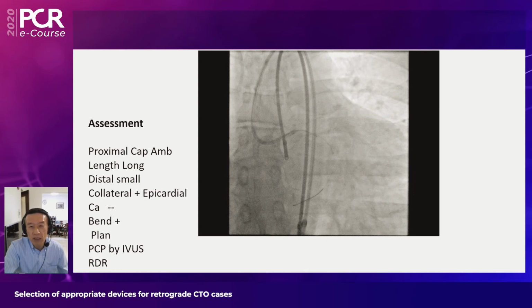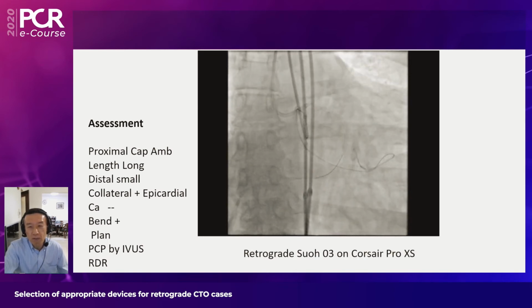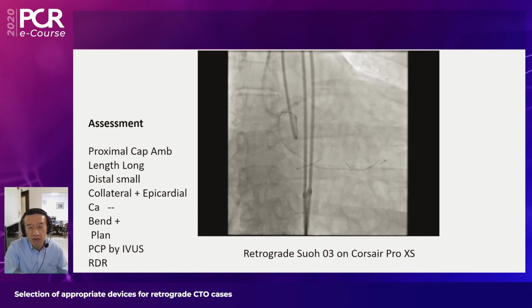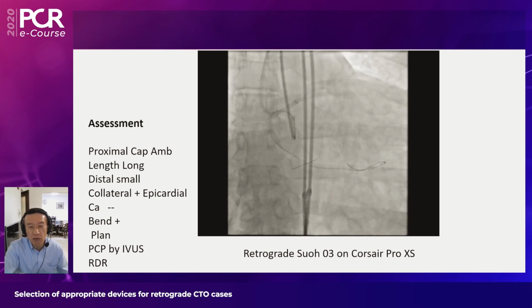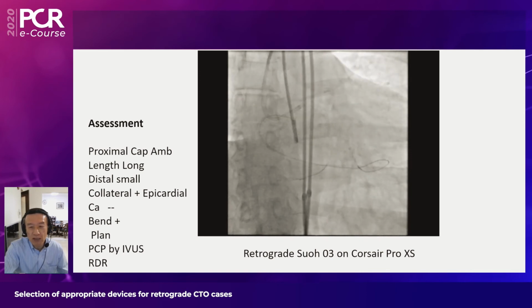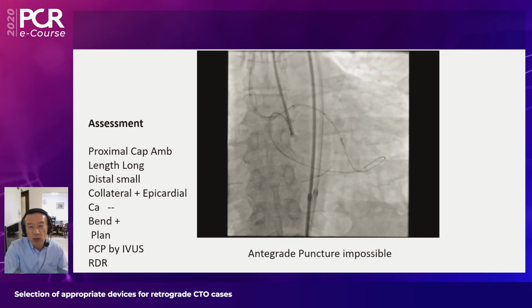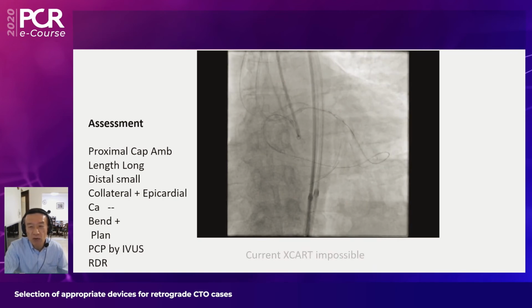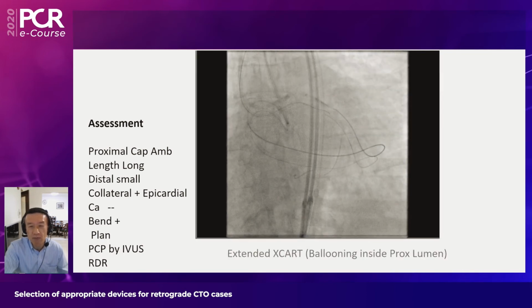In this case, we tried to navigate the IVUS first, and we could find the proximal cap, but with the pendulum motion of the circumflex, especially the middle one, antegrade wiring was almost impossible. So we explored the retrograde SUOH 03 on the Corsair Pro XS first, and then we could get very close. Again, antegrade puncture was impossible. That means probably the conventional reverse CART was impossible.